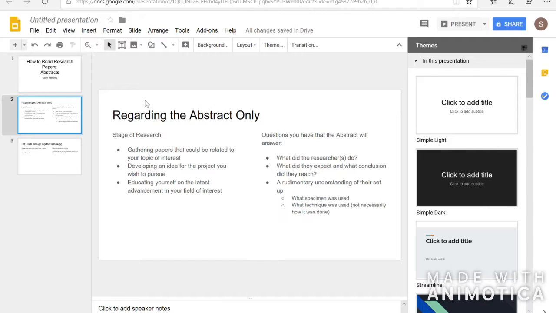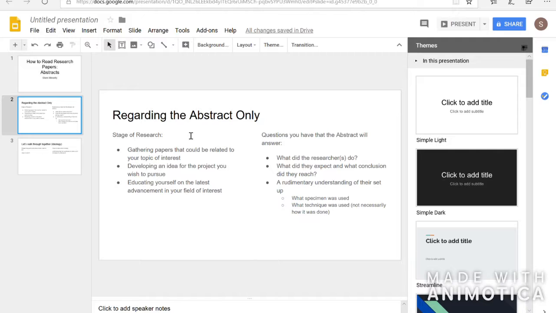So at this point in the research, all you're trying to do is gather papers that could be related to your topic of interest. So you've developed a topic of interest, and in a sense, this is your background research. You are getting information that you could use towards a research topic. And if you don't have a topic of interest that you listed down, then reading the abstracts is a good way for developing an idea for what you want to do.